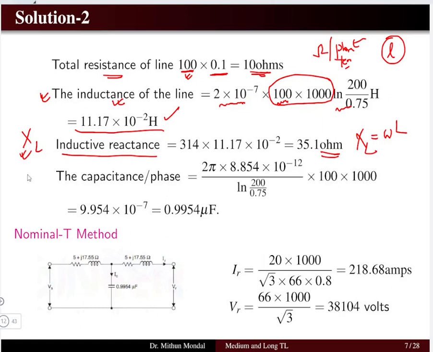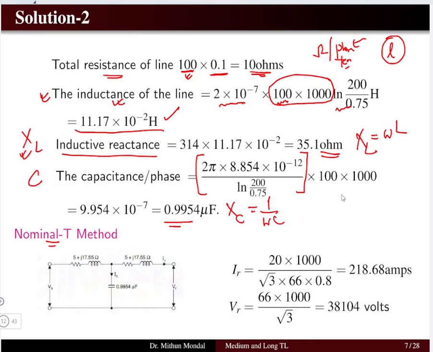Next, we will calculate the capacitance of the line, C. The capacitance of the line is calculated using the formula 2 pi epsilon naught divided by ln of GMD by GMR. That gives 0.9954 microfarad as the capacitance of the line. Now we use the nominal T method. Here we can find the value of XC, where XC is equal to 1 by omega C. That calculation we are also going to do.